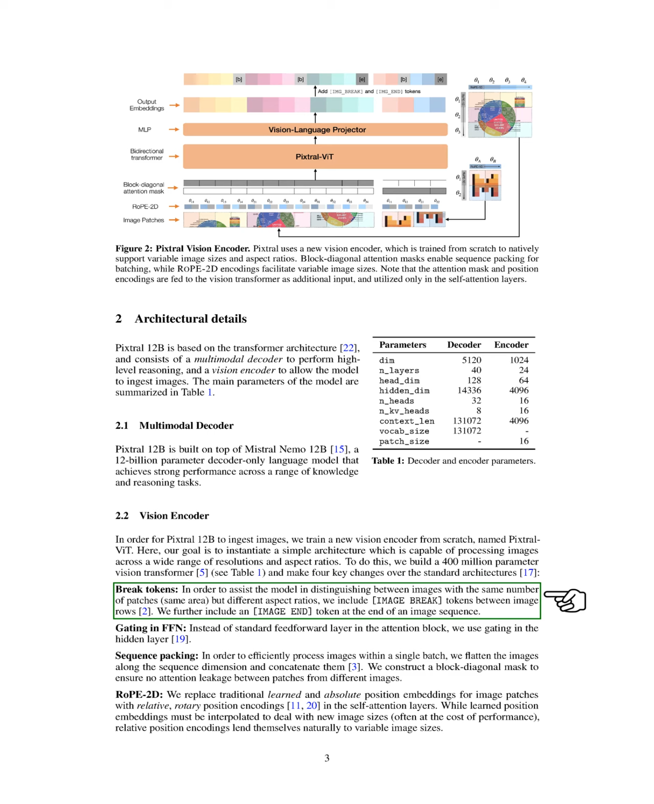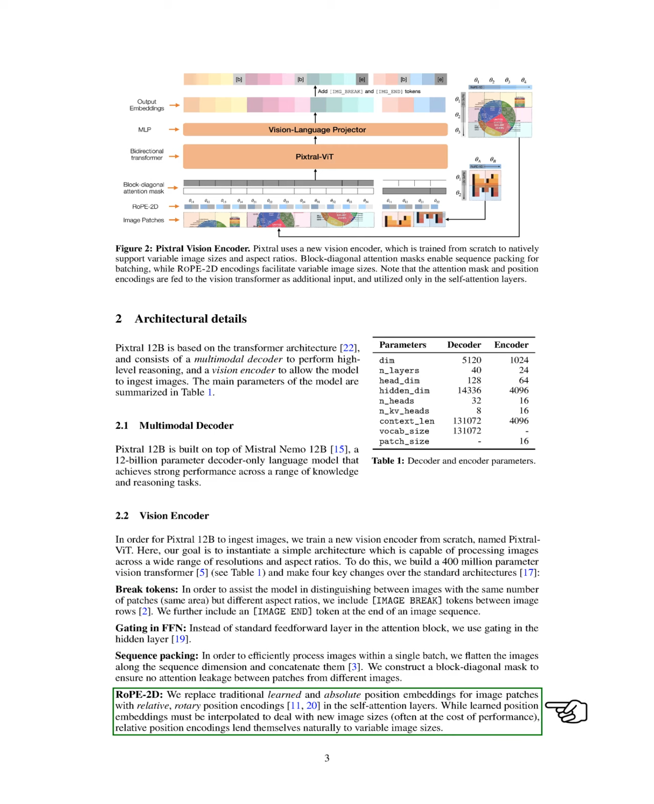2. Gating and feed-forward networks. Instead of using a standard feed-forward layer in the attention block, we implemented gating in the hidden layer. 3. Sequence packing. To process images efficiently in a single batch, we flattened the images along the sequence dimension and concatenated them, using a block diagonal mask to prevent attention leakage between different images.